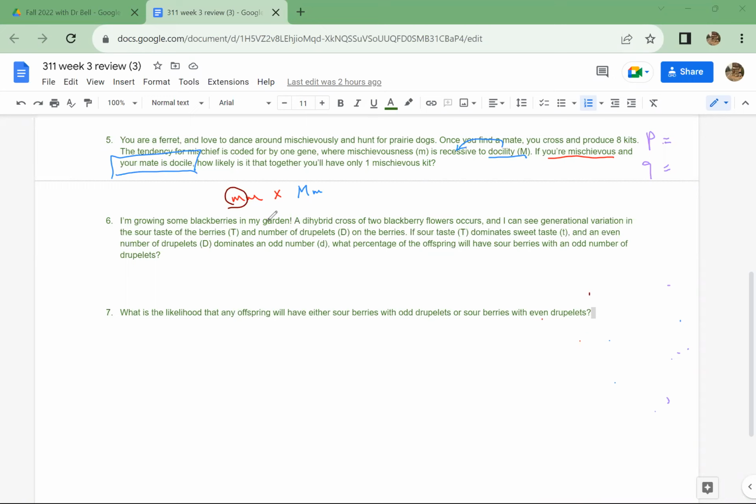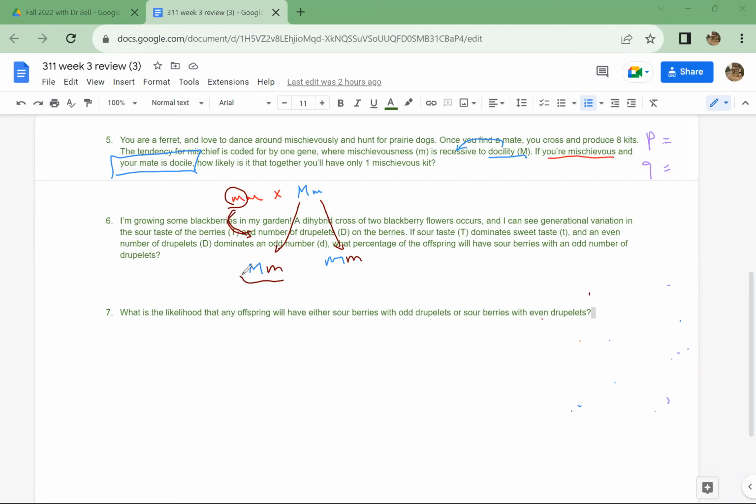Oops, didn't mean to do that. But your mate can either contribute a dominant M or a recessive m. So when you combine those, you get dominant M, lowercase m. Actually, I'm going to be consistent with my colors. Dominant M, lowercase m. And now you, I guess, contribute the only allele that you can, that is the lowercase m.